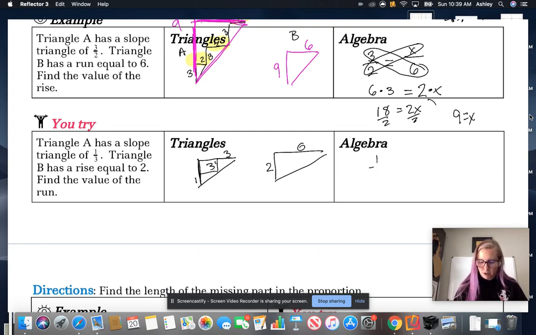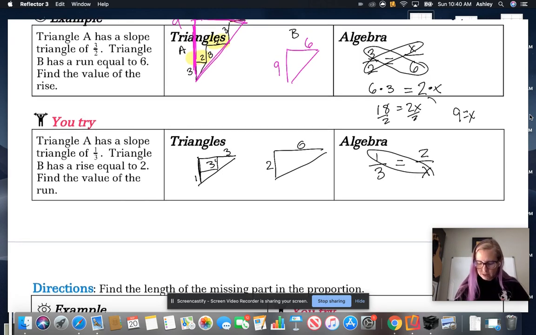Algebraically, I'm going to say 1/3 needs to be equal to 2 over x, because this time they gave me the rise. They told me I want to go up 2, and I need to find out the run. Same exact process, though. We're going to cross multiply. 1 times x is just 1x, you don't need the 1. 2 times 3 is 6. X equals 6, just like in that other example.